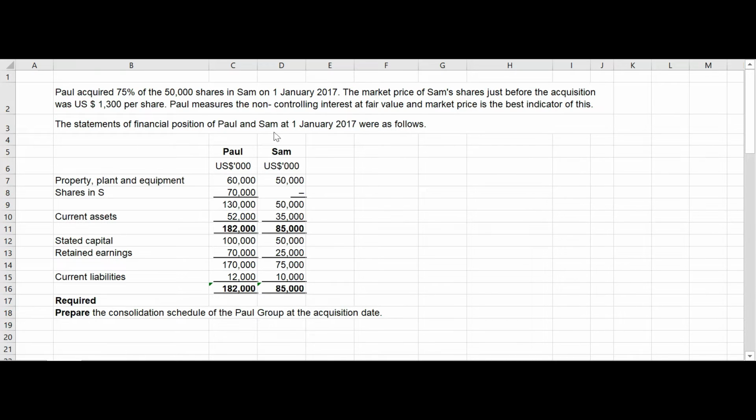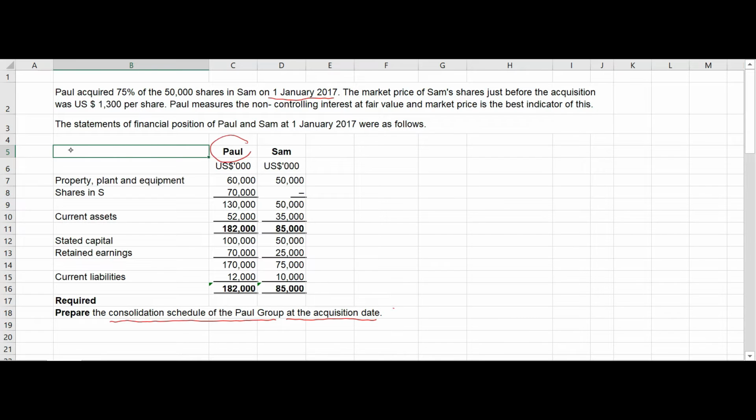Okay. So the statements of financial position of Paul and Sam at 1st January 2017 were as follows. You are given the Paul company financial position as well as the Sam company financial position. What is required is to prepare the consolidated schedule of the Paul group at the acquisition date. So what is the acquisition date? The acquisition date is 1st January 2017.